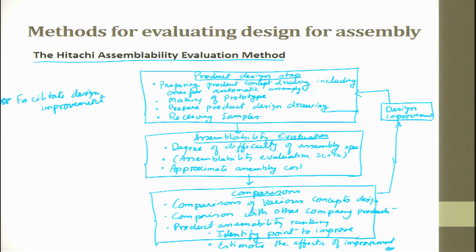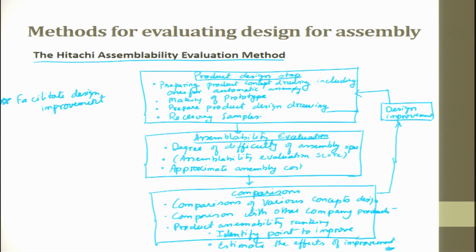First, we look at the product design step, then we look at assemblability evaluation, then we look at comparison. In comparison, we not only look within the product, we also look at a similar product, or a similar way of fastening, is there anything else, and compare it with that, do our ranking, and then go back and reiterate our product design step, and keep moving back and forth.